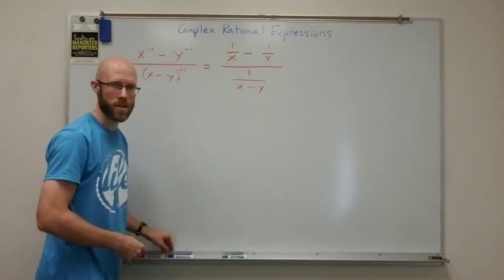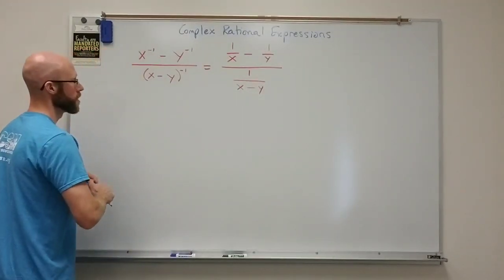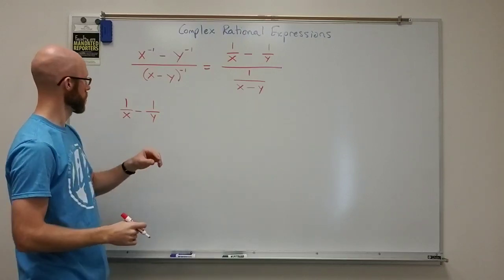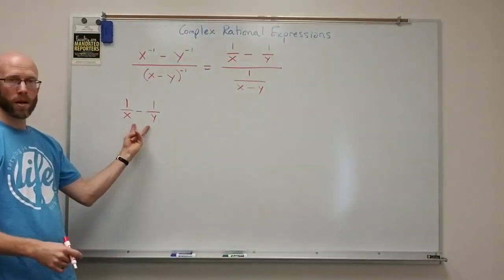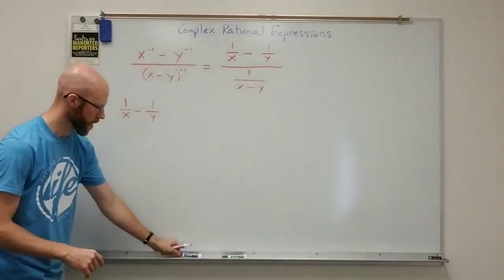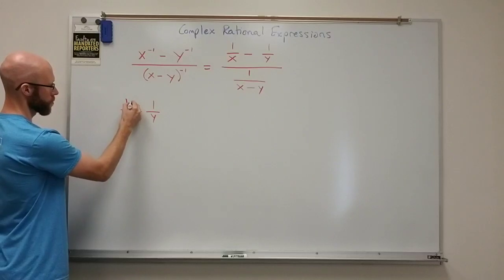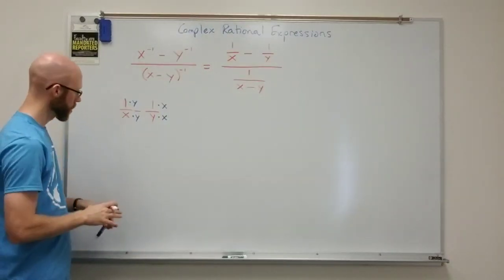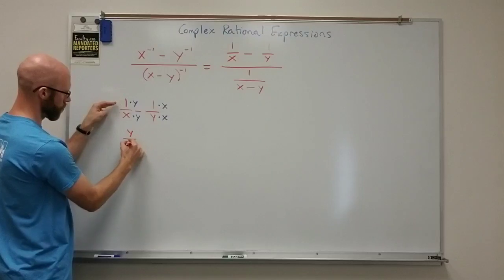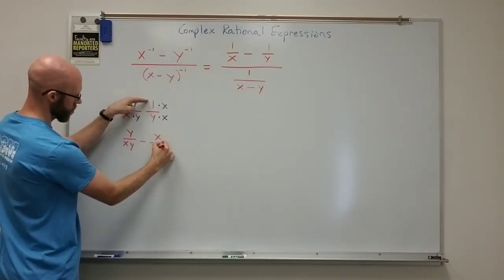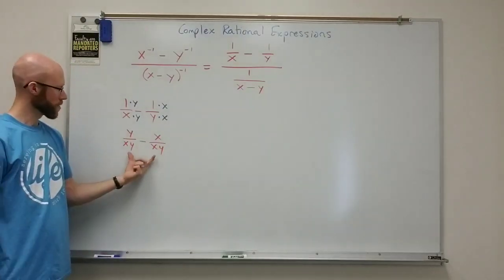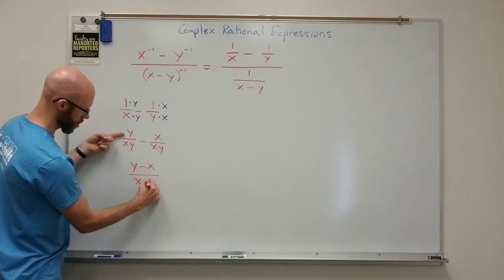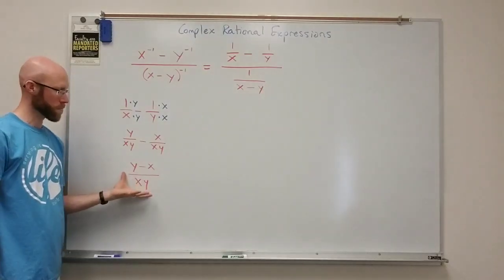Maybe I'll take this off to the side here for a moment and work on that numerator, just to keep from having to write down excessive things multiple times. So I have my numerator here, 1 over x minus 1 over y. The LCD is xy, so I'm going to multiply the first fraction by y on top and bottom, the second fraction by the x on top and bottom. And so I'm going to be left with y over xy minus x over xy, right? And so when I combine those, I'm really just looking at y minus x over the product of x and y. This is my new numerator.